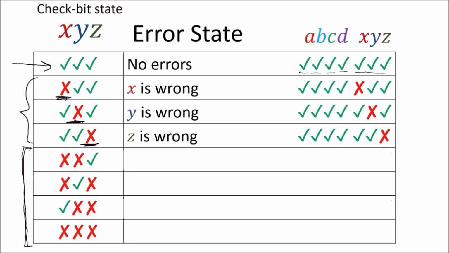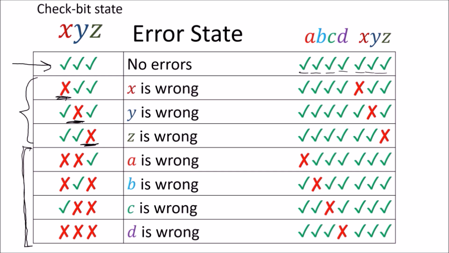So these need to cover the 4 remaining error states for A, B, C, and D. But there's no single correct way to make the association between these check bit states and the remaining error states. So I'm going to do the simplest thing and just write A, B, C, D in order here. So this check bit state will represent the A bit being wrong, and so on and so forth.